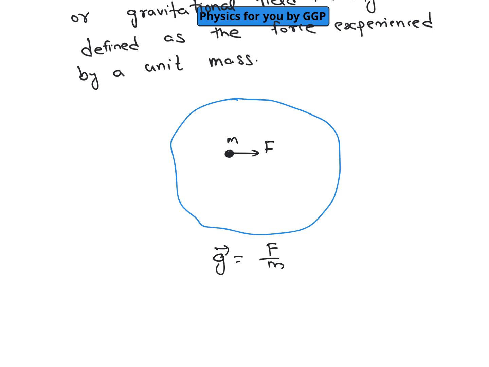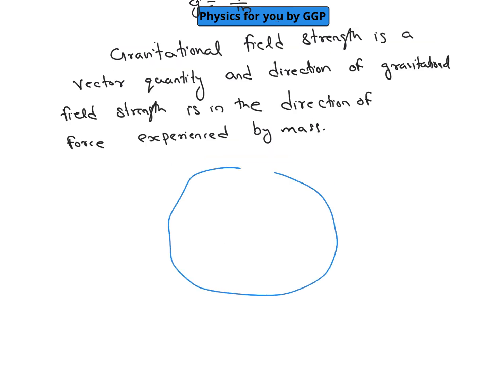And as this gravitational field is a vector quantity, its direction is along the direction of force. So we can say that gravitational field is a vector quantity and its direction is the direction along which the force is acting on the object. As we discussed, if there is some gravitational field and you keep some mass m over here, it will experience some force F.